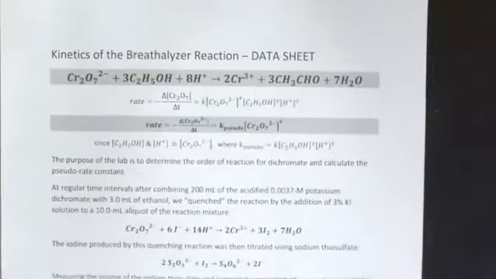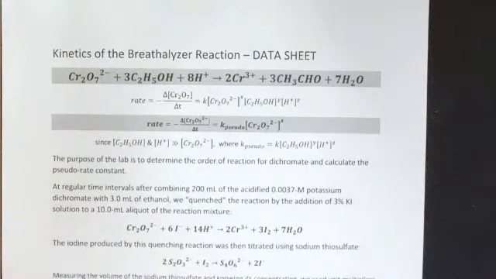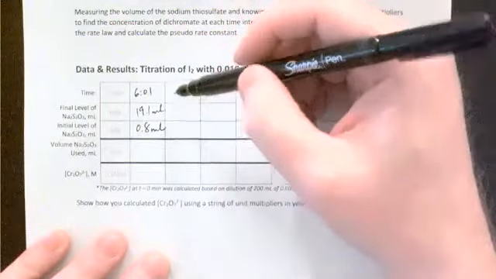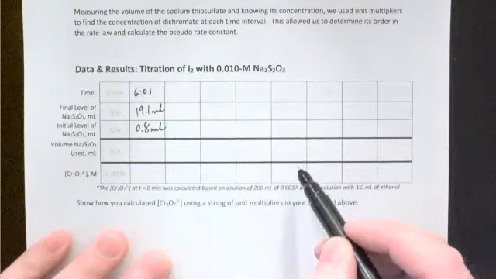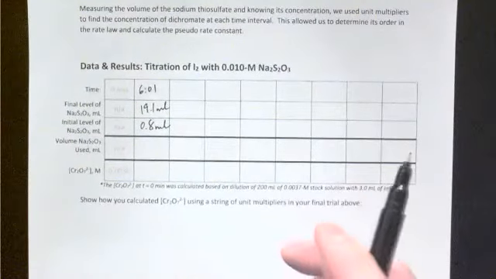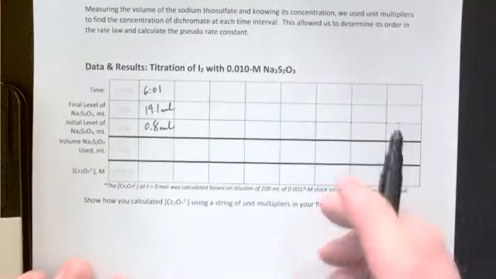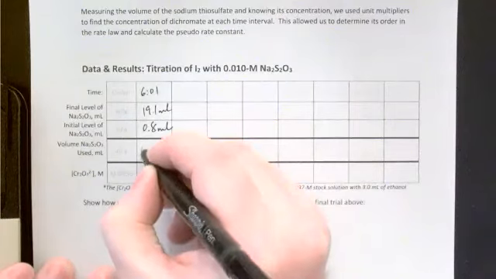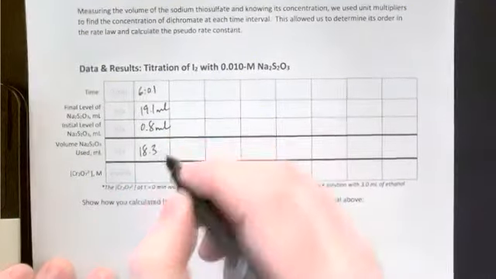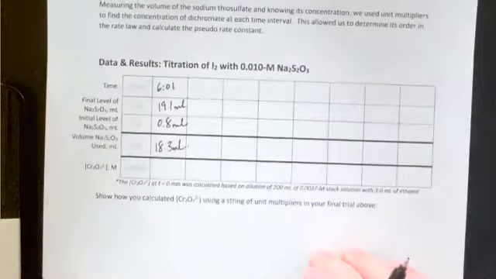All right, so we are looking at the data results from your Breathalyzer labs. You've got your data sheet in front of you. Go down to your data table. I'm using Carlin and Miranda's data here. Just trial 1 is what I've entered. So the first thing, if you haven't already done so, calculate your volume of sodium thiosulfate that you used in that trial. So for these guys, 19.1 minus 0.8, they used 18.3 milliliters of the sodium thiosulfate.